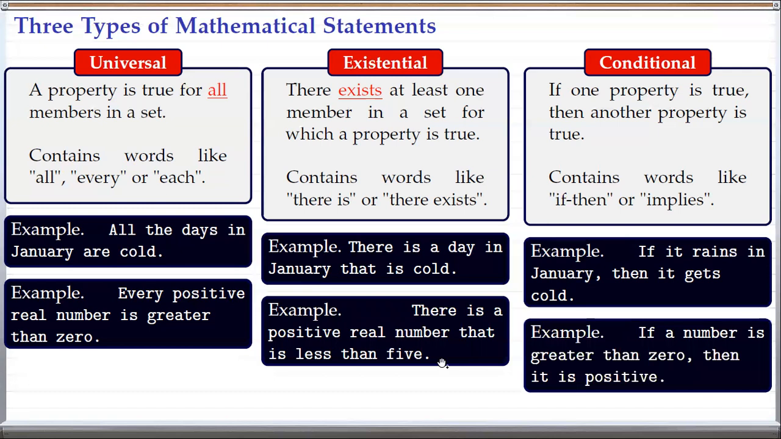The next one is conditional. If a number is greater than 0, then it is positive. So here we provide the condition. If a number is greater than 0, then we have the conclusion. So this is an if-then statement, which we call conditional.